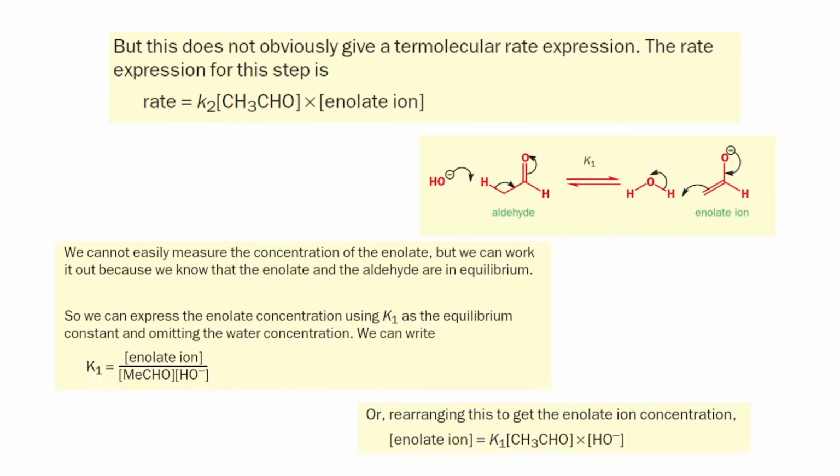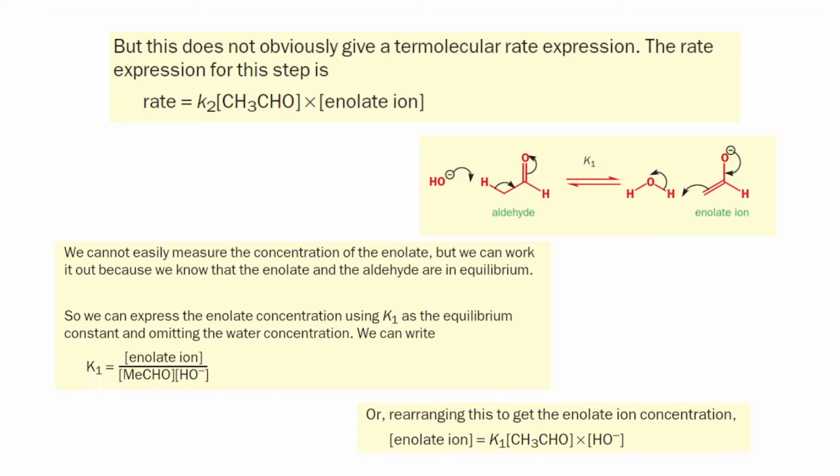Now, when this kind of situation arises, how do we interpret a termolecular rate expression? What we can propose is that the reaction rate of the rate determining step depends on the concentration of the aldehyde and the concentration of the enolate. But since we cannot directly estimate the concentration of the enolate, we now need to derive it by using the information that we already know. So the enolate concentration is basically determined from this equilibrium constant.